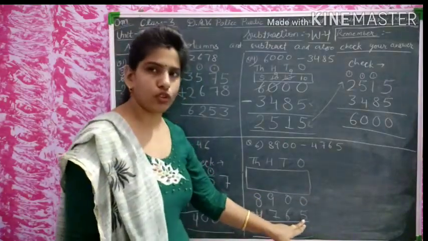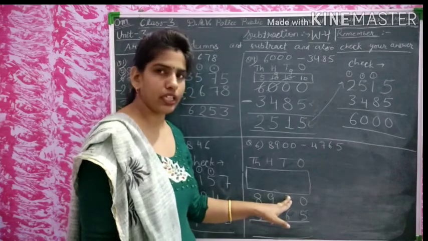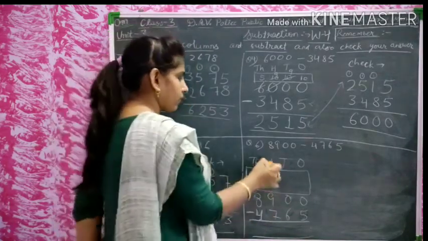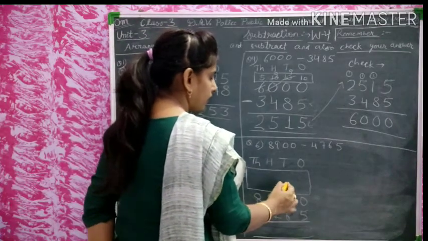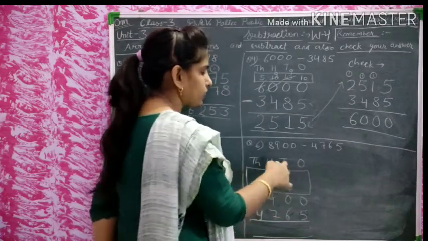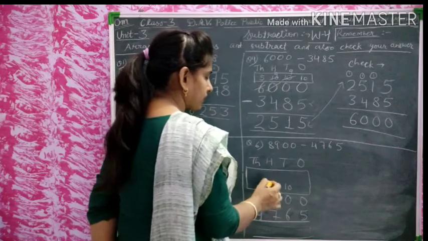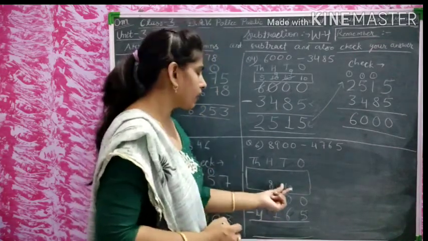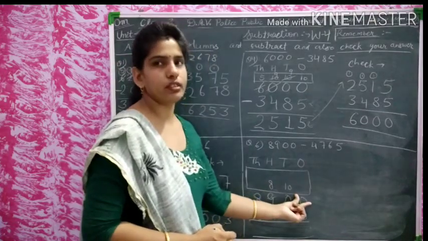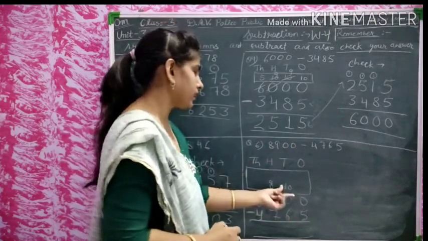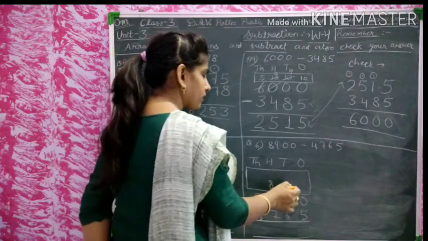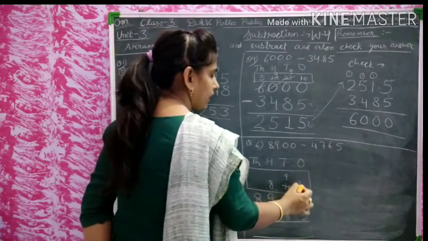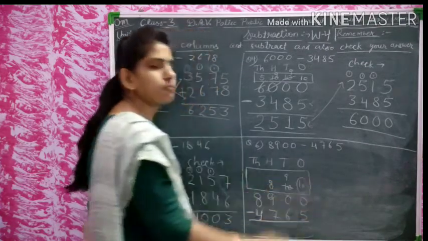0 minus 5 not possible. Then we will carry from this. No, we will carry from this number. Yes. We will take 100 from this number. 100 is equal to 10 tens. It will become 10, and this will become 8. Okay, students. Now we need to take one here. So it will borrow from this number, and after one is borrowed this will become 9, and this will become 10 here.